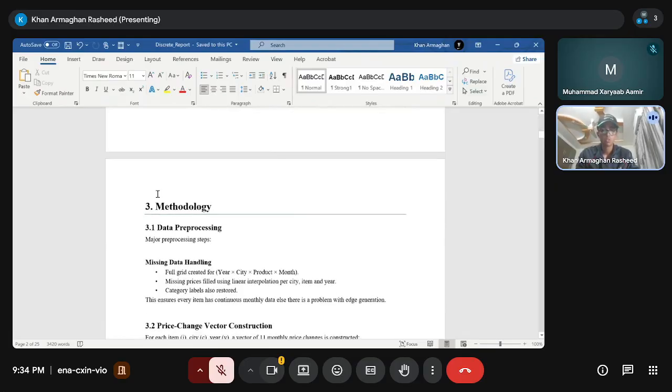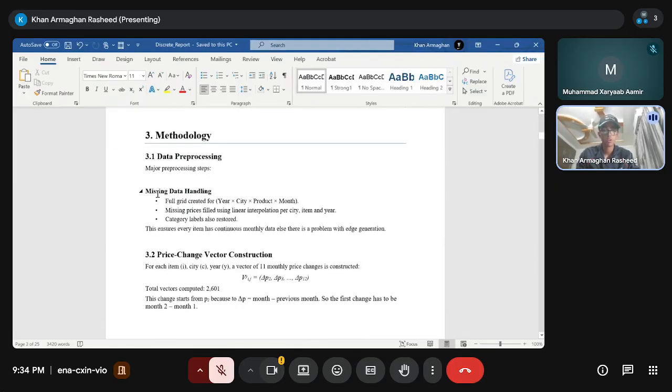Now, for the methodology, we first handled missing data. For a missing month, we took the average of the previous month and the next month and added that value. Then we calculated the price change vectors. For 12 months there are 11 different values of that vector. For month 2 minus month 1, we had one value. For month 3 minus month 2, we had another value. So we had 11 values for each year, and this was the vector we used in our further process to model this data.